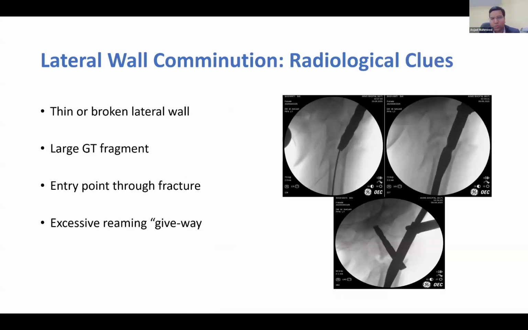What are the radiological clues that predict the lateral wall is deficient, comminuted or broken? First, after giving traction and internal rotation and reducing, if we see the lateral wall is either broken or thin, then it is obviously an unstable IT fracture. Also, if the GT fragment is very large, if the entry point is going through the fracture site, and there is excessive reaming during which it gives way, these are the clues that the lateral wall is deficient or there is a blowout.